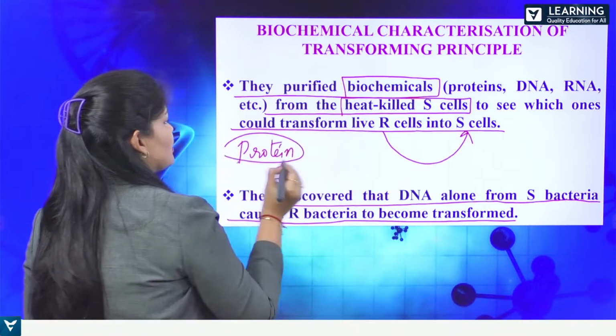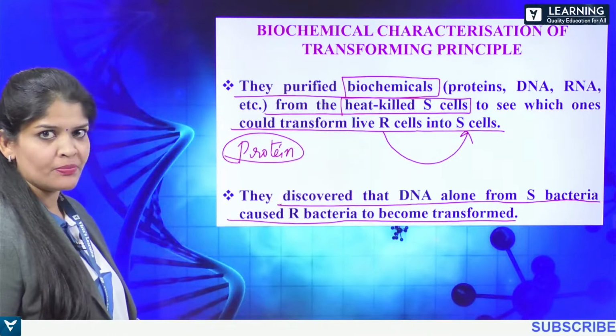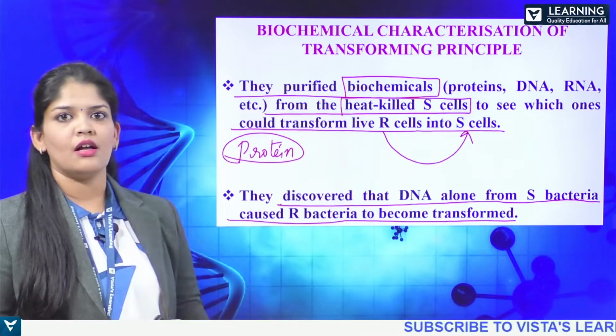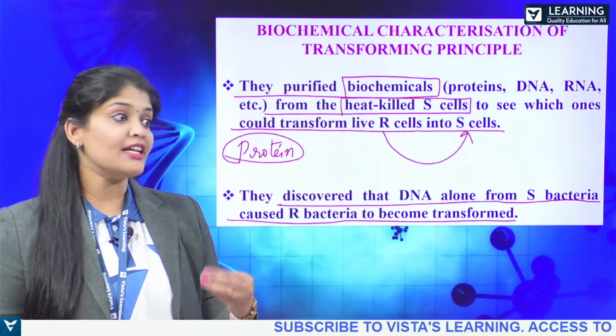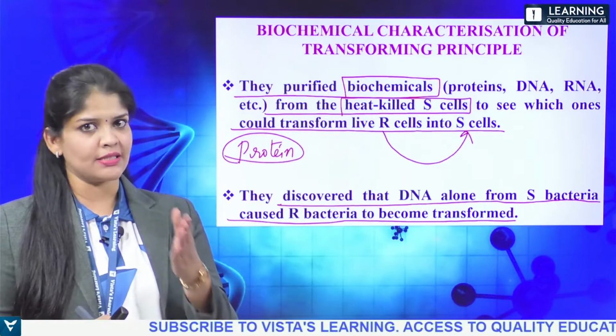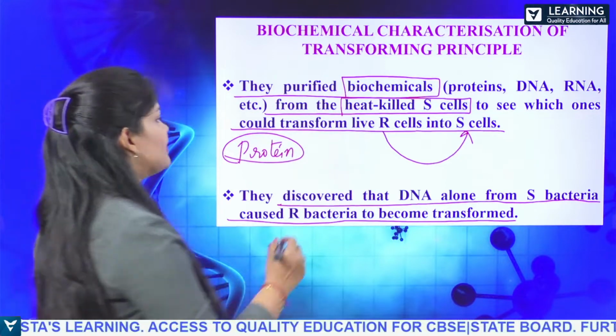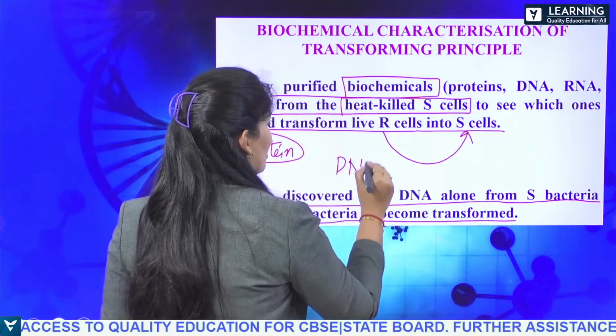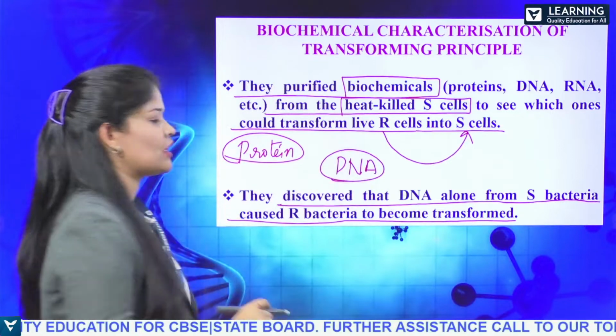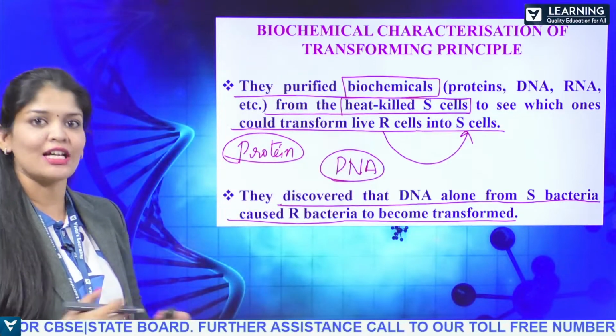And they started working on it and discovered that the protein is not the genetic material. The biochemical nature of the genetic material that is making this R strain into S strain is DNA, because DNA alone is fine to be transformed.